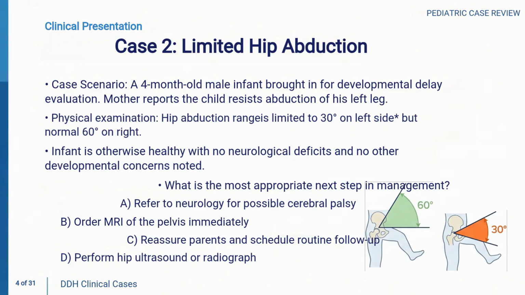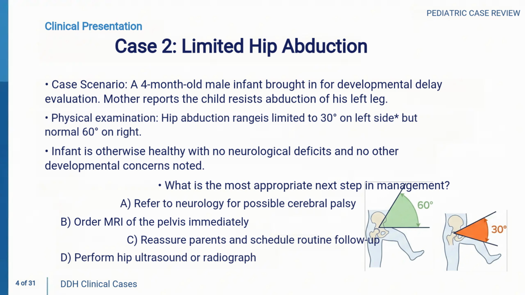Case 2, covering limited hip abduction. A 4-month-old male infant is brought in for developmental delay evaluation. The mother reports the child resists abduction of his left leg. On physical examination, hip abduction is limited to 30 degrees on the left side, but a normal 60 degrees on the right. The infant is otherwise healthy with no neurological deficits. What is the most appropriate next step in management?